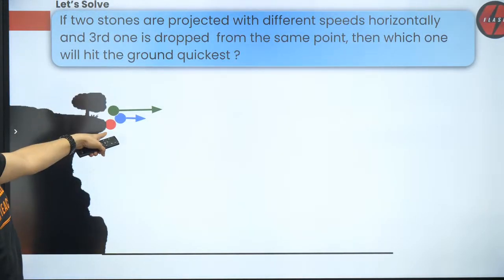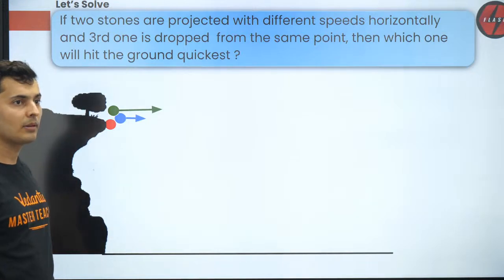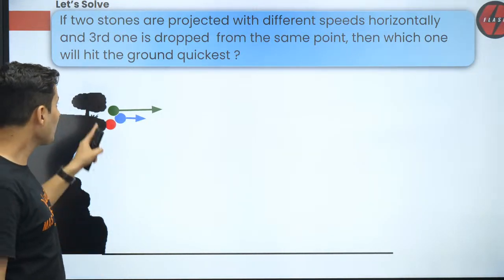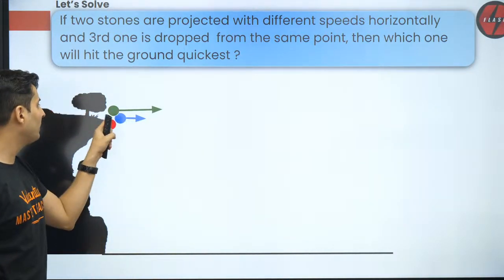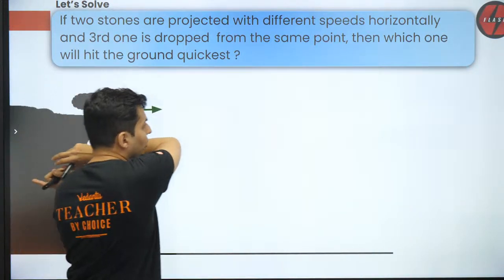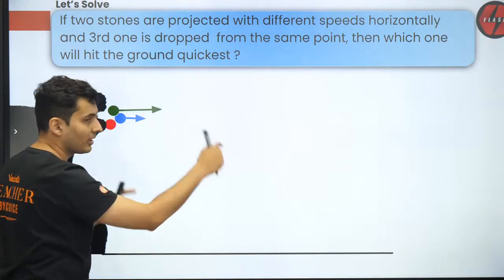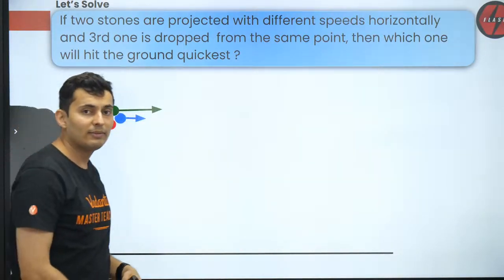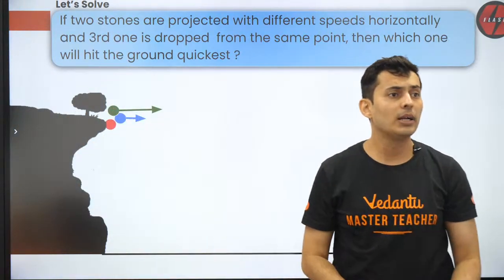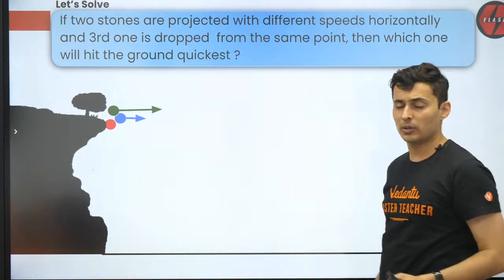So, guys, think about this problem. Quickly answer. If three balls are thrown, red, blue, green: red is dropped, blue is thrown with some speed, green is thrown with very large speed. Which one will fall fastest on the ground? Vaibhav, which part you did not understand? Please let me know in the chat box. Type your proper doubt.